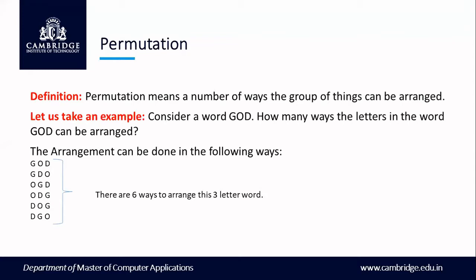Let us take an example. Consider the word GOD. How many ways can the letters in the word GOD be arranged? The arrangement can be done in the following ways. The first arrangement is GOD. The second arrangement is GDO. You shuffle all the letters in the word GOD and try to get all the possible arrangements. There are 6 ways to arrange this 3-letter word.